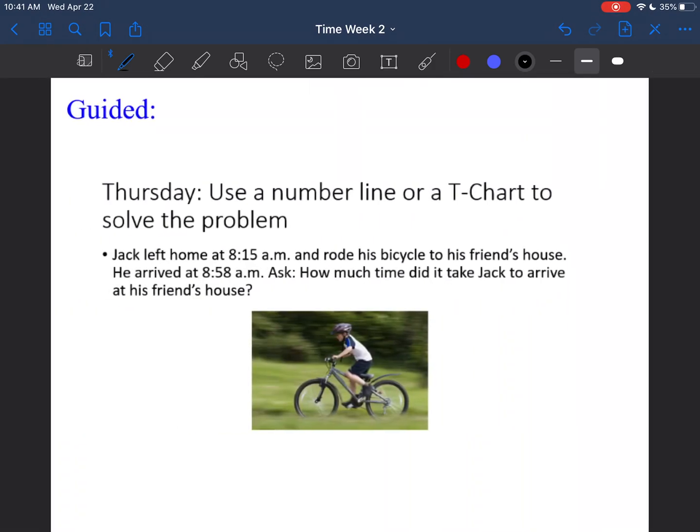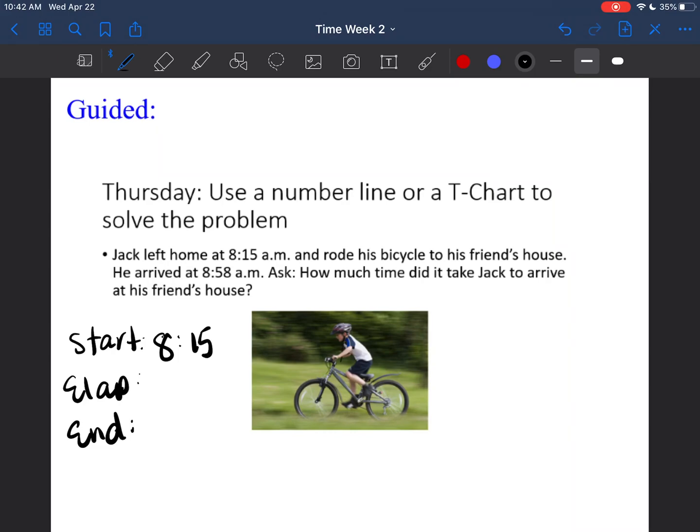Two more, and then you're going to be on your own. Remember, the first thing that you need to do is set up that graphic organizer. Start, elapsed, and end. Let's fill it in. Jack left home at 8:15. That's what our start time is.